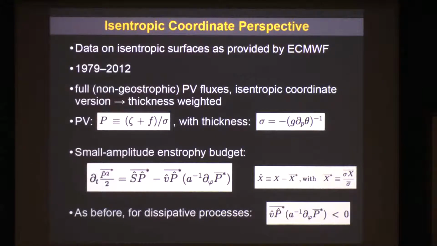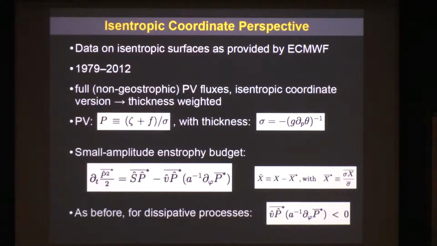So now let's move to actual data and look at how the PV fluxes look like. In order to do so, I need to go from my quasi-geostrophic framework, which is a little easier to discuss here on the slide. I need to go to a framework in isentropic or potential temperature coordinates. And I've written it all down. This is the definition of PV in this framework.